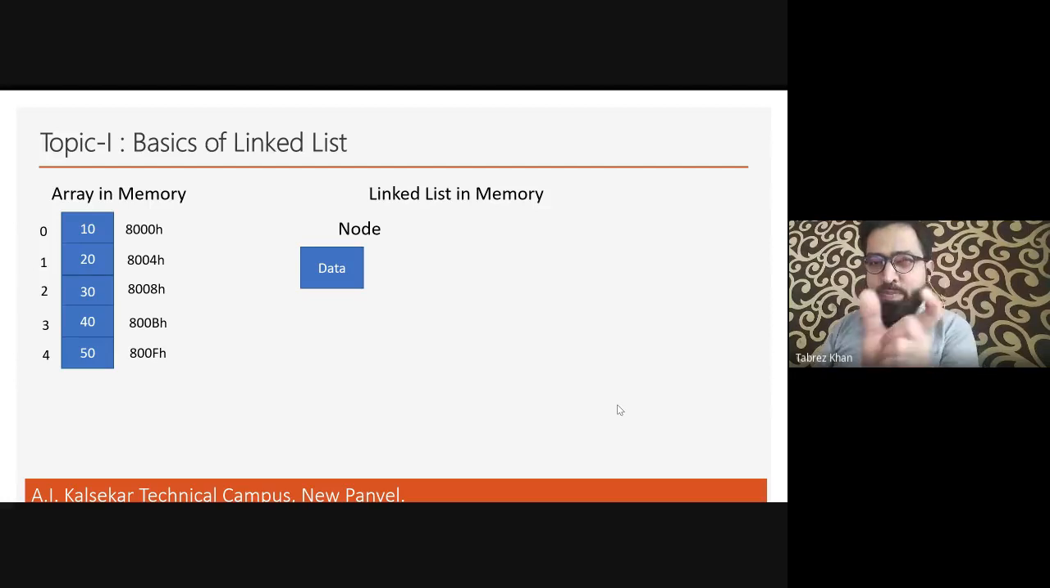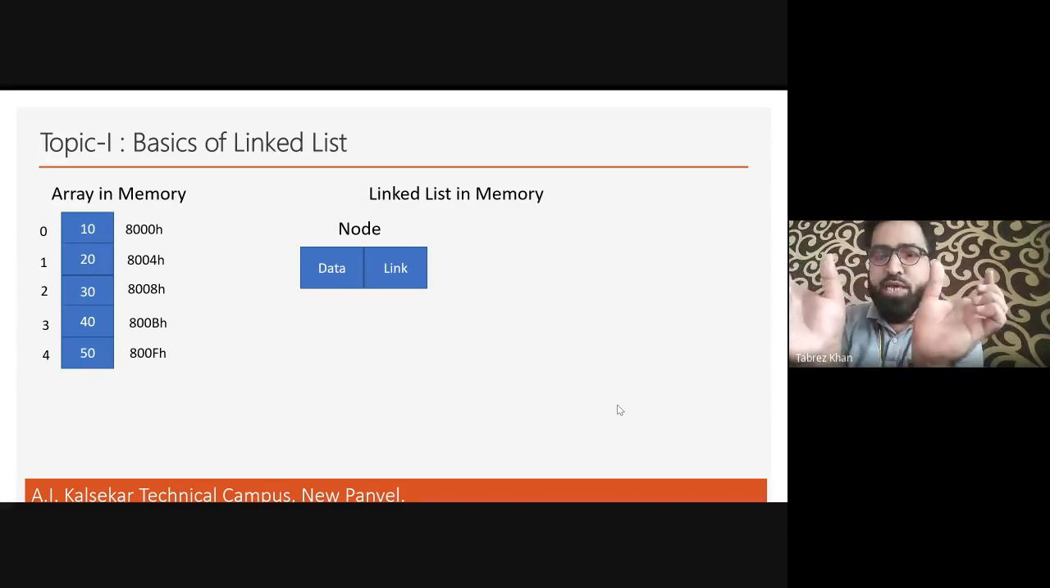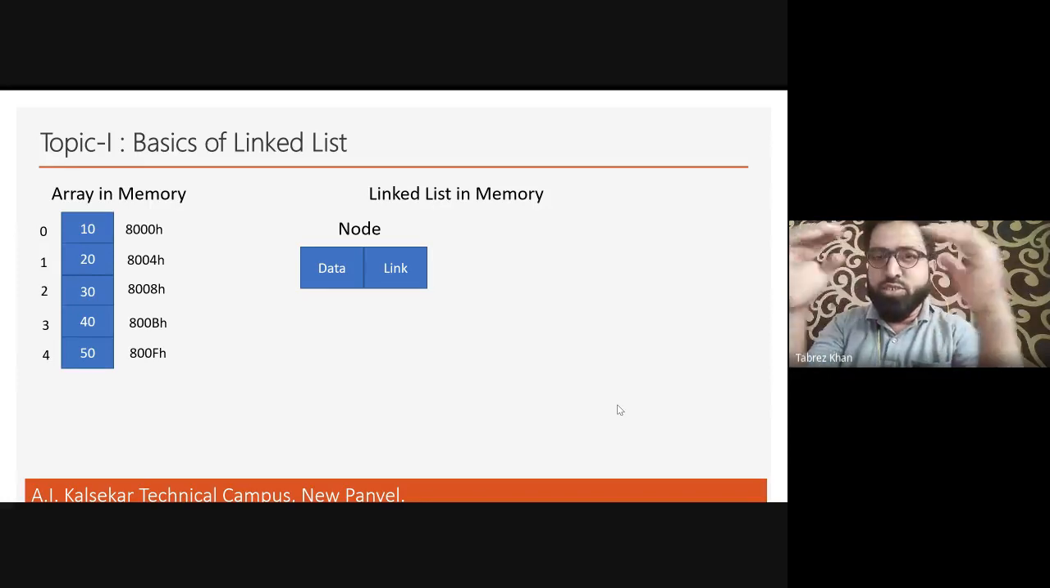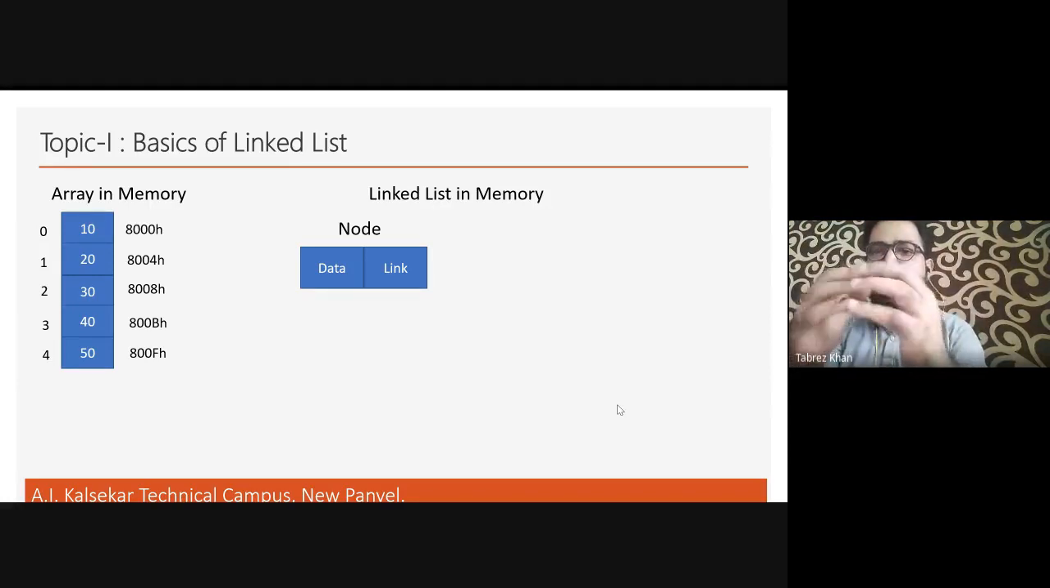In a node, there is one part, and that part is called the data part. So basically, my node is going to be a two-part thing. One part is my data part, and another part is something called the link part. When these two different parts are joined together, this complete block is called a node. So in a single node you have two things: your data part and your link part.